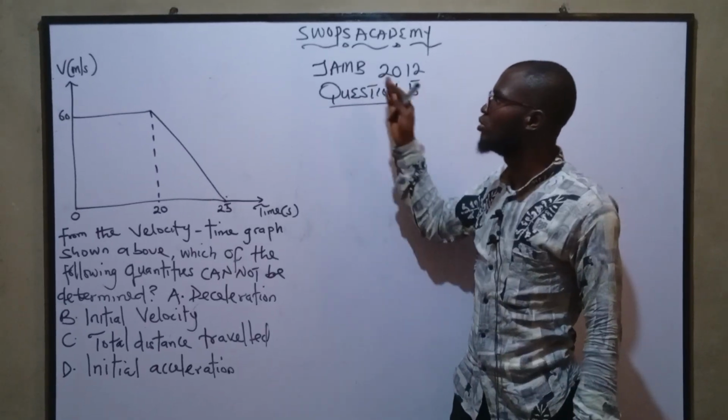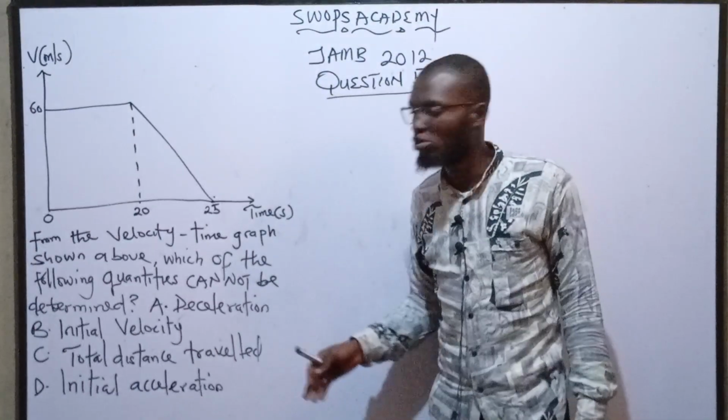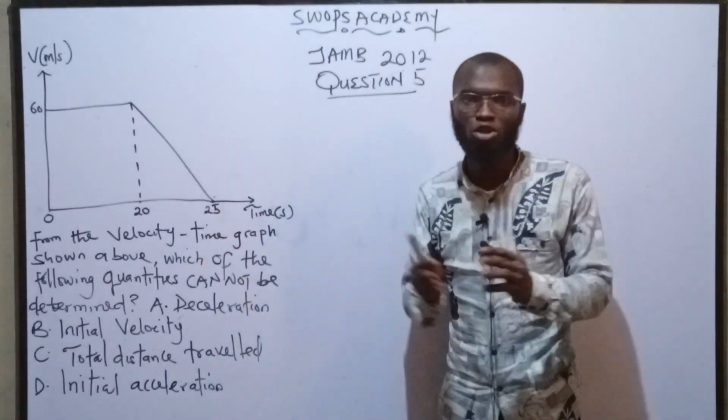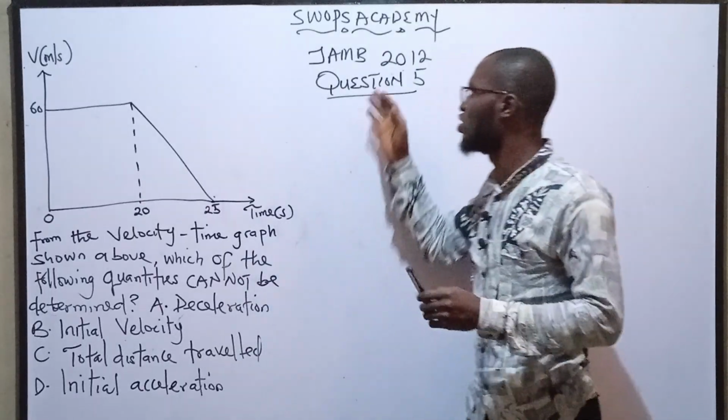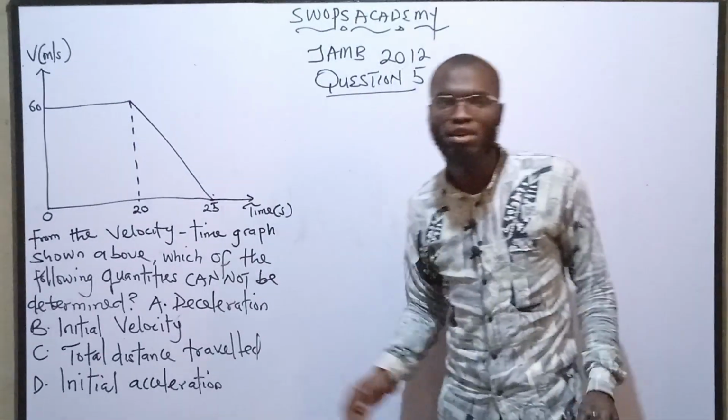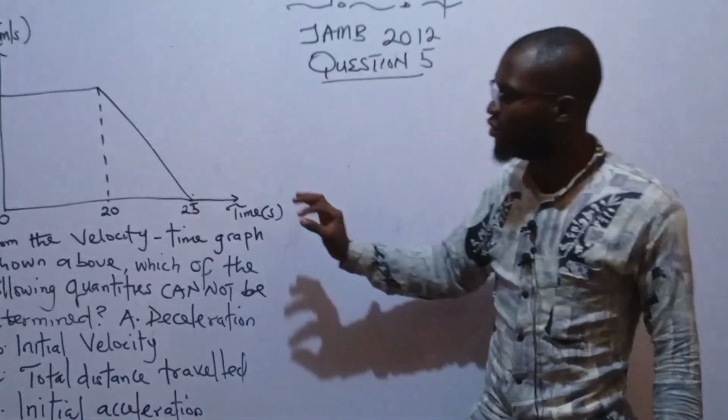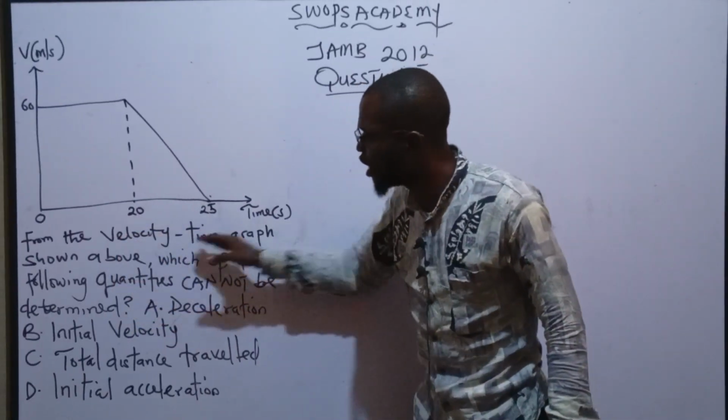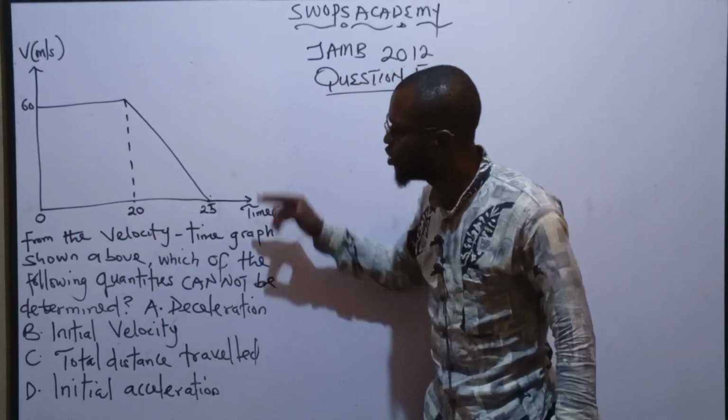So today we are going to be seeing a question under motion, which is the VT graph, velocity time graph. JAMB 2012, question number 5. Let me quickly explain the definition of what a velocity time graph is. What do we mean by velocity time graph?